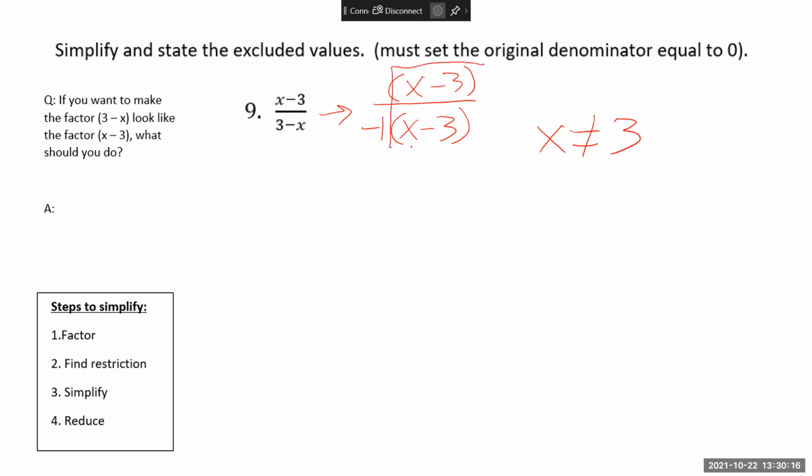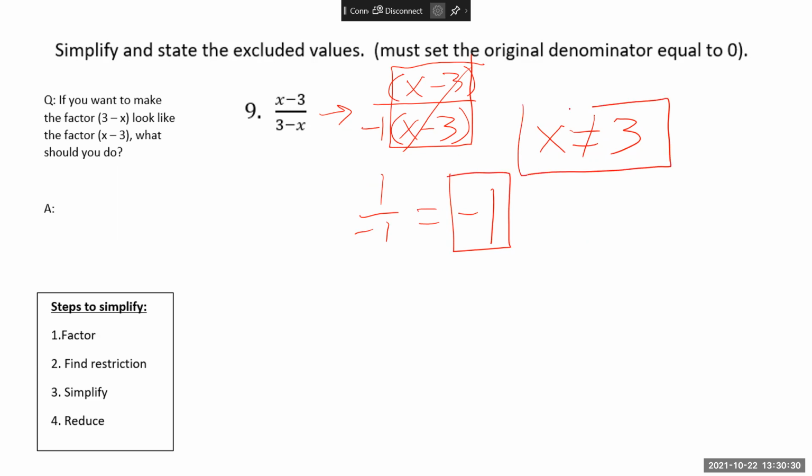Then I can reduce. These two are exactly the same. They reduce to 1. And I'm left with just essentially 1 over -1 or just -1. That's my answer. It's kind of funny. We're saying my answer is -1, but x can't be 3. Even though there's no x there, I still need to say it. Does that make sense? I need to show that excluded value.